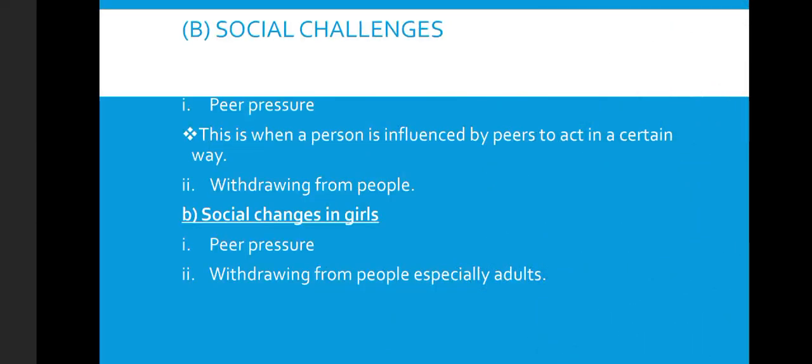The second group of challenges that are experienced by boys and girls during the puberty stage is the category we are calling social challenges. And the first social challenge that will be experienced by boys is peer pressure. Peer pressure is when a person is influenced by peers to act in a certain way. The second social challenge for boys is withdrawing from people. And again, I want you to note that these challenges are normally similar in both boys and girls, in that the first social challenge that girls will experience during puberty is peer pressure. And social challenge number two is the withdrawing from people, especially the adults.